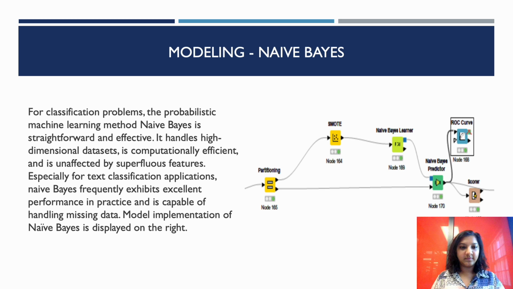Talking about Naive-Bayes model, we can see the implementation model on the right. Naive-Bayes model assumes variable importance and is based on Bayes' theorem. We have used SMOTE node in this modeling as well. This model uses a default probability of 0.0001 and a standard deviation of 0.0001. Accuracy for this model, according to our modeling technique, is 76.6%.